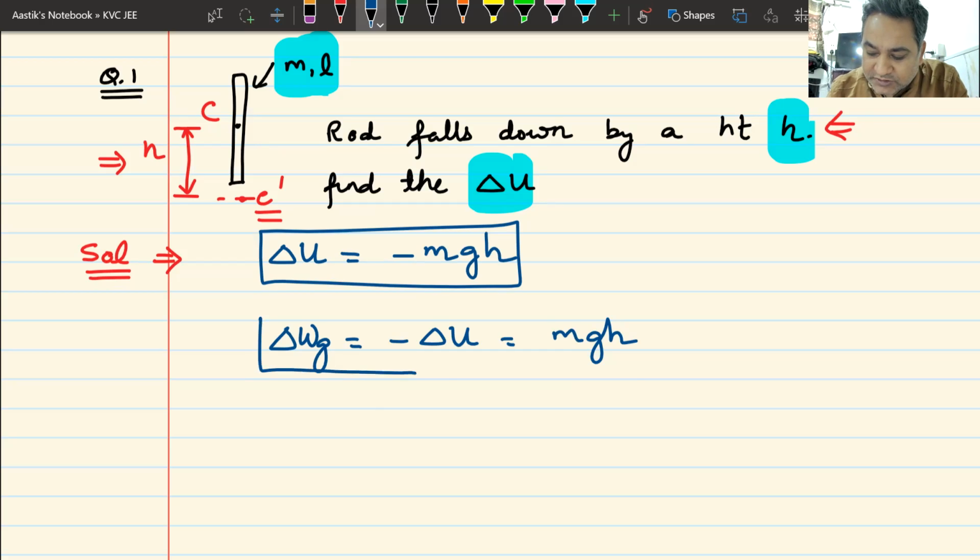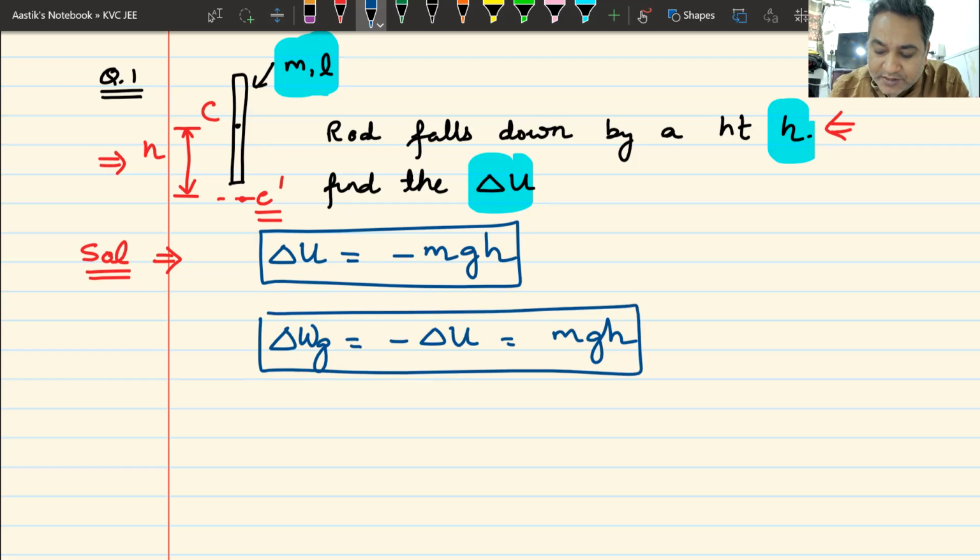Okay, so if this question would have been asked in a different way, what is the work done by gravity? The answer is straight away, sir, it is plus mgh. Gravity is doing positive work, but change in potential energy is negative. That is the relation between the two. We have done it, we have seen it, the definition.